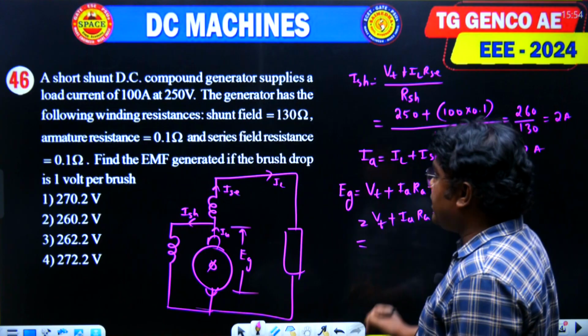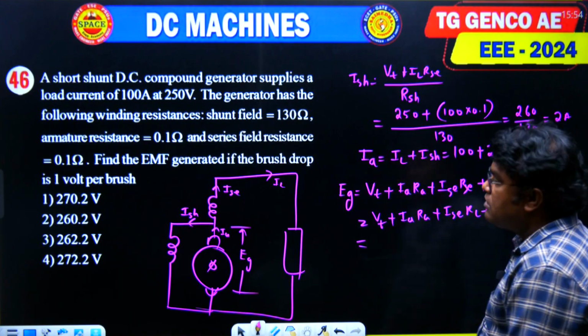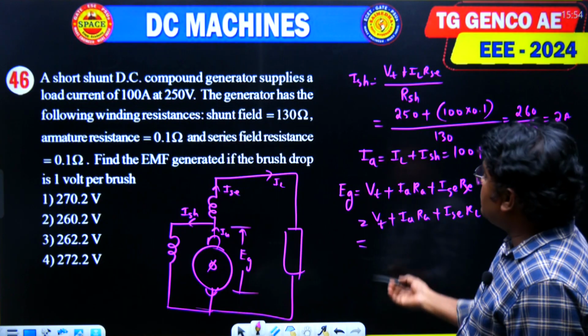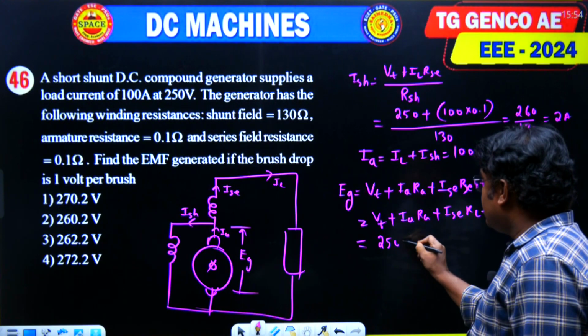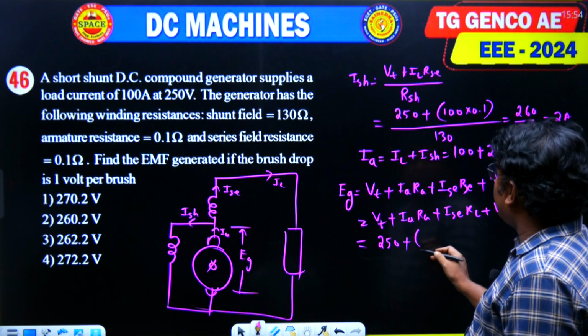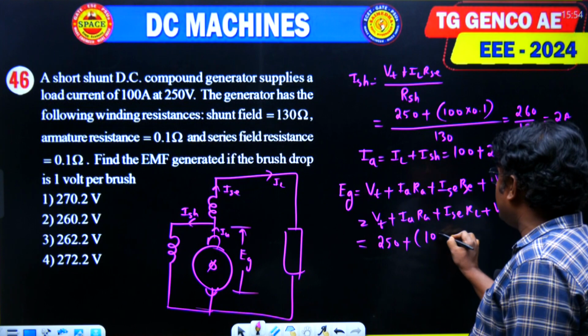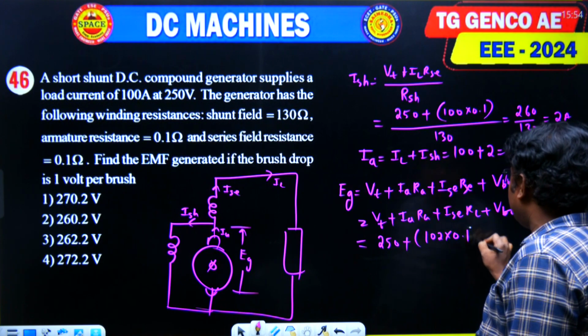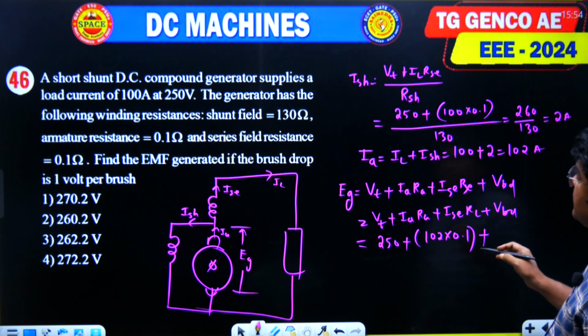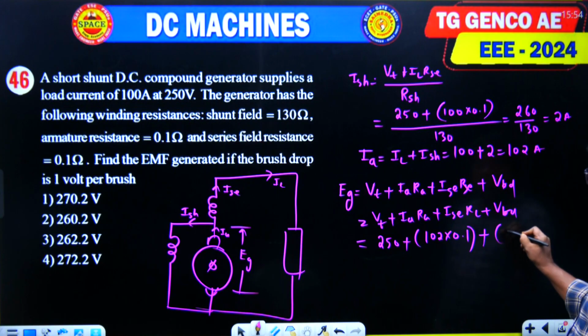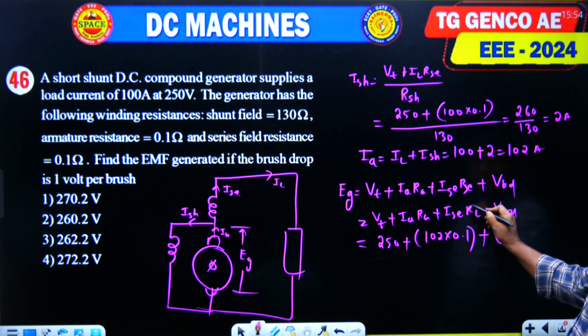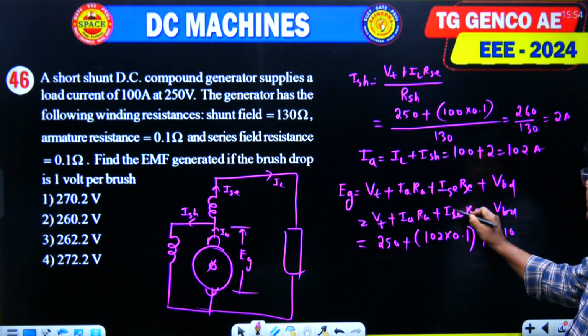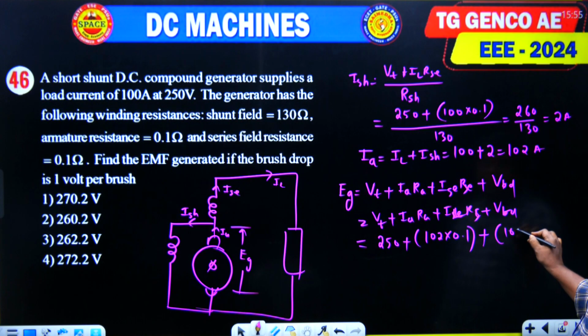So now substitute all the values in this equation. Let us substitute first one. So voltage is equal to 250, plus IA, the armature current, is 102 into 0.1, plus ISC, the series field current, is equal to the load current only. So that is the RSC value. So this one is load current, RSC value 100 into 0.1.